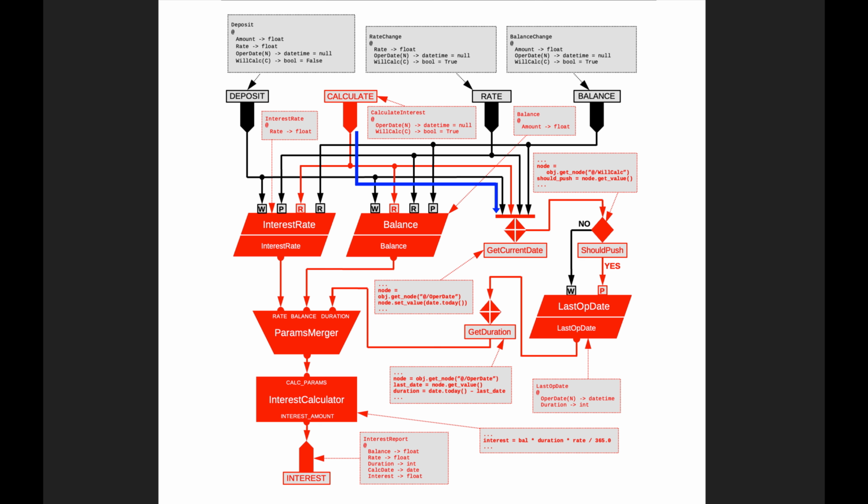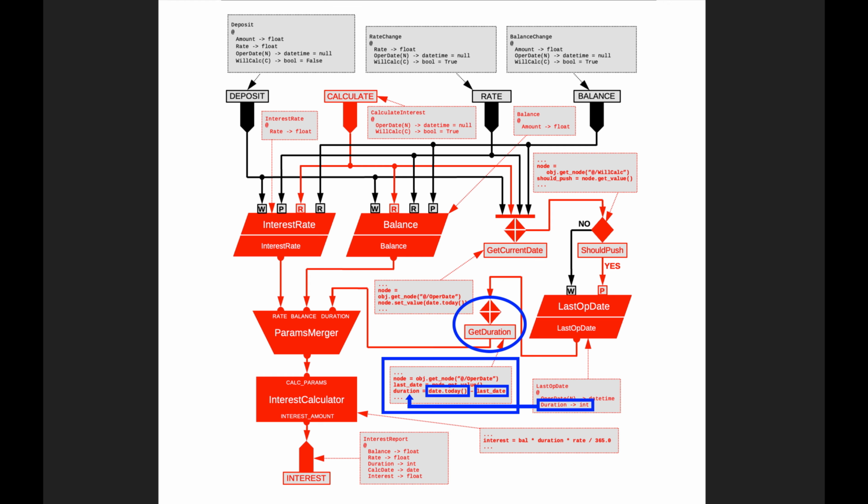To do that, input signal goes into node getCurrentDate that fills placeholder signal field OPERDate. Then signal goes to tester shouldPush. This time signal field willCalc is true, so the signal goes to yes, entering memlet lastOpdate via letter P, meaning the signal gets written to the memlet and previous value is pushed out. Memlet lastOpdate stores date of previous operation, and its pushed out value goes into node getDuration, where time duration between today and date of previous operation is calculated.